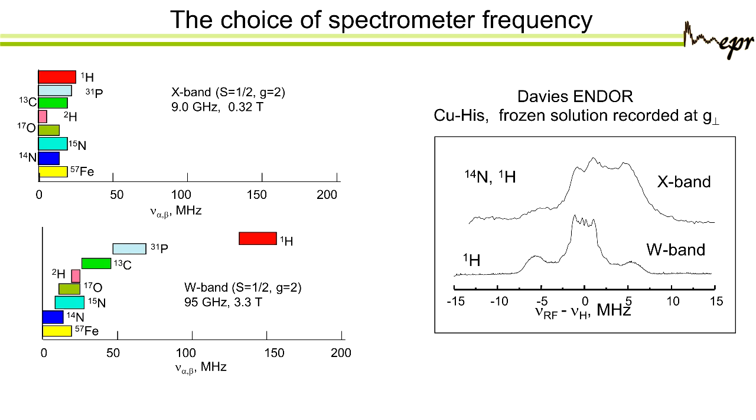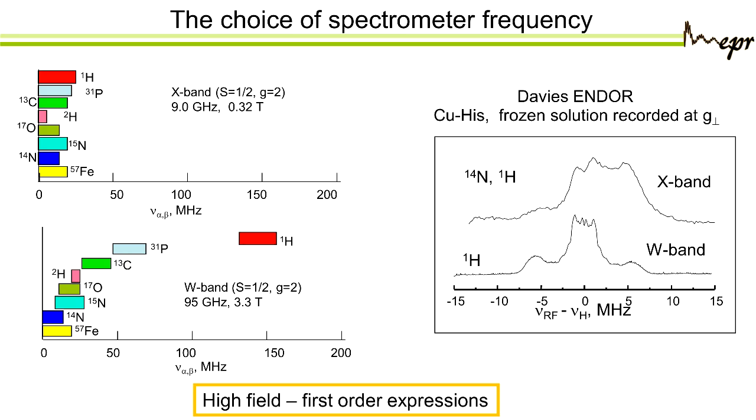Now, it's still not easy because you don't know if these singularities that you see are the A parallel of a certain proton or maybe A perpendicular of another proton. So you have to go through some effort to analyze this. Now, when we work at high field, you also have first order expression, so it's very symmetric through the Larmor frequency. So if you have a line here, you should look for the line on the other side, right? So this is also some guideline.